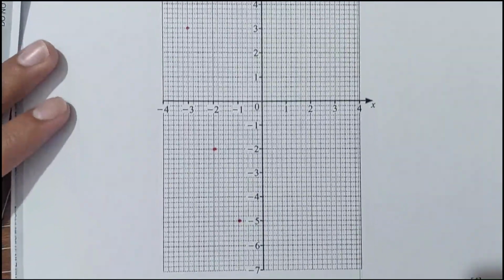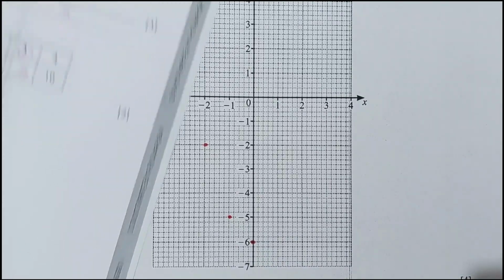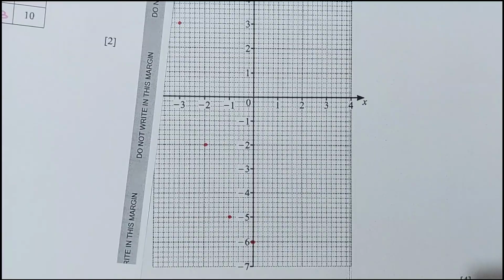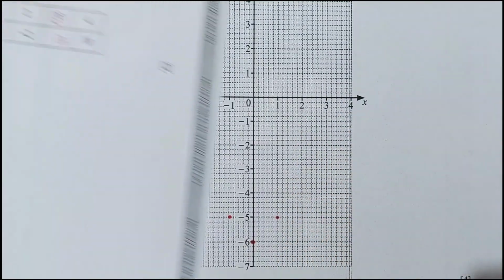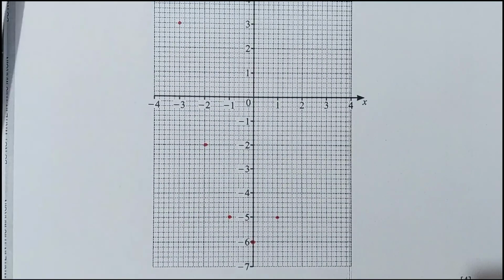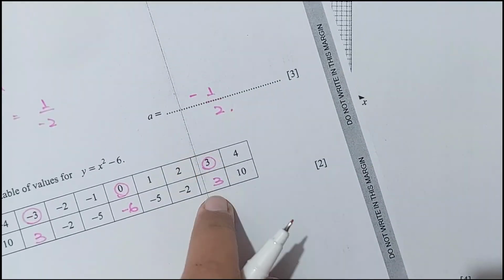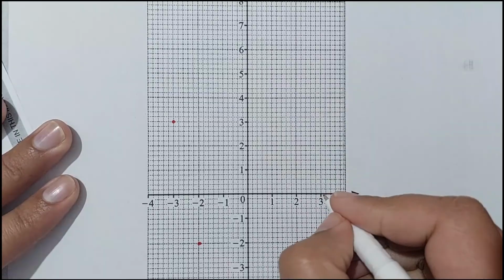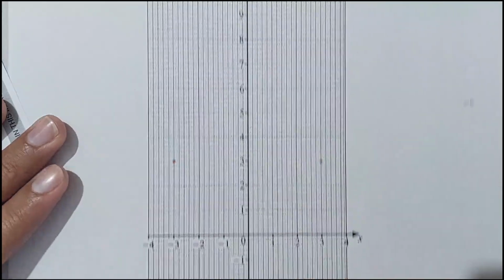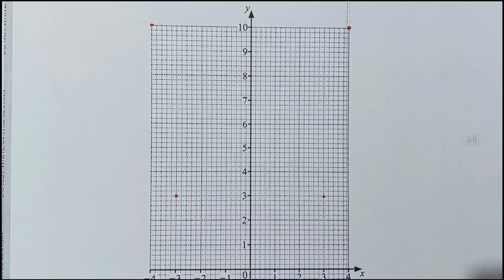Okay, corresponding to 0, you can see it's negative 6. X is 0, y is negative 6. Okay, x is 1, y is minus 5. For 2 it is negative 2. For 3 it is positive 3, upward. And at 4 we have again 10. Okay, it's a parabola. Let me draw the graph.